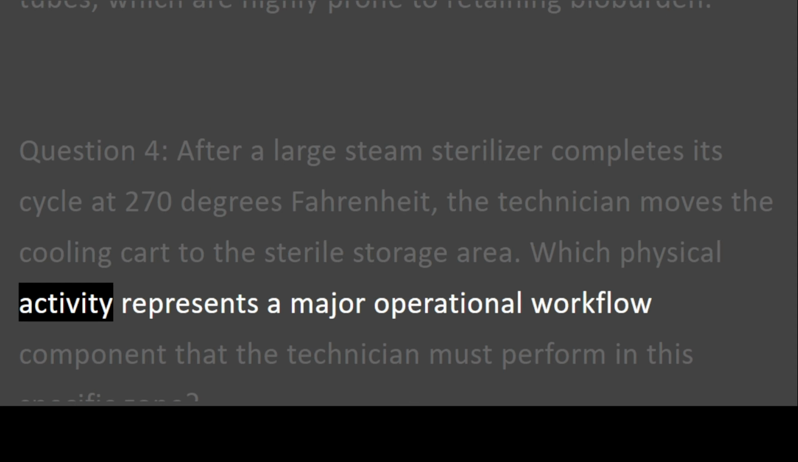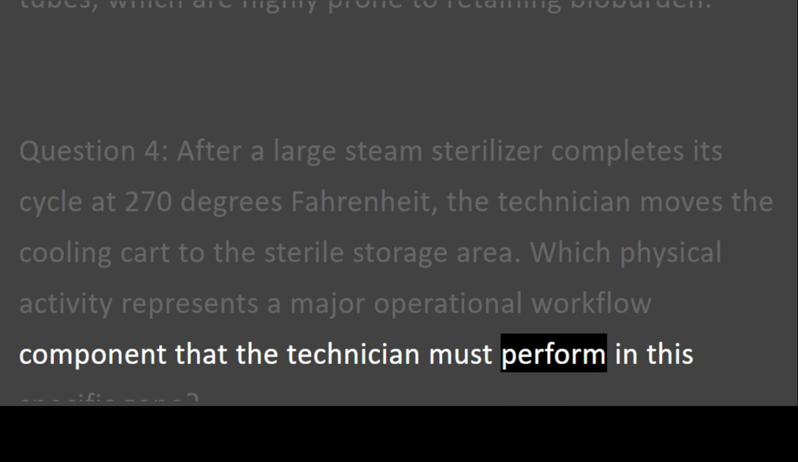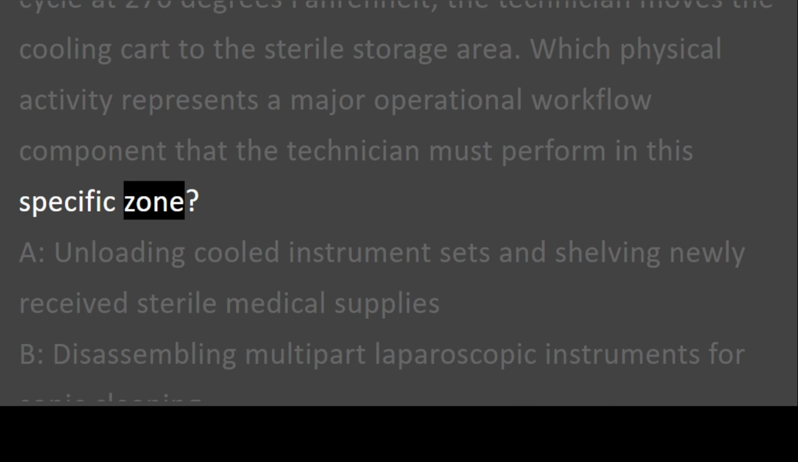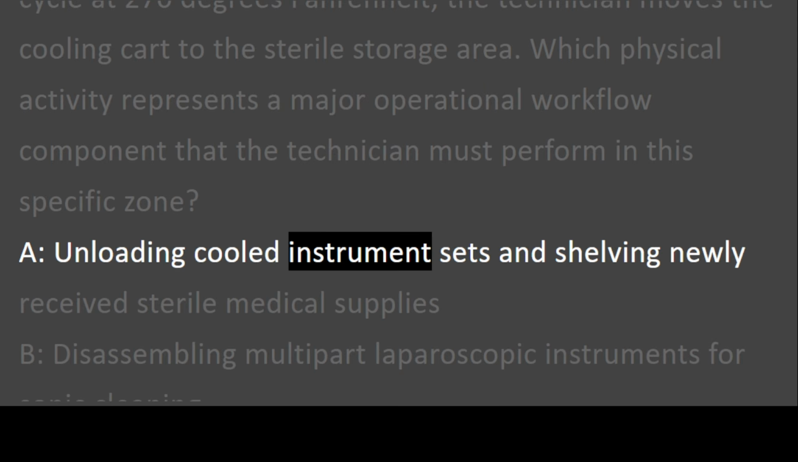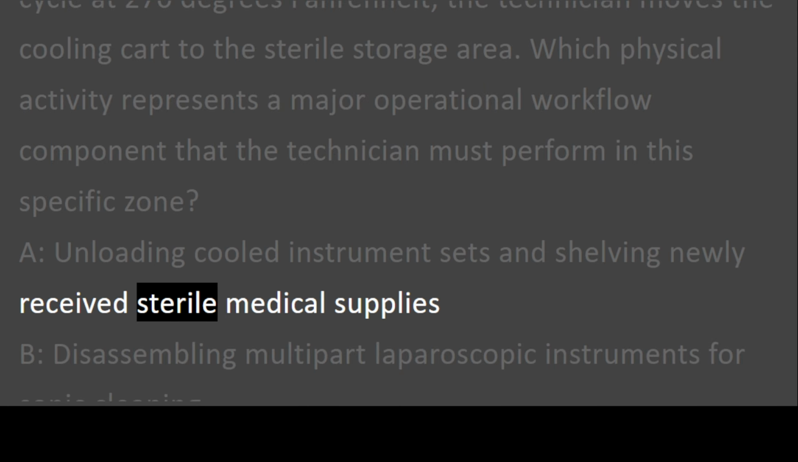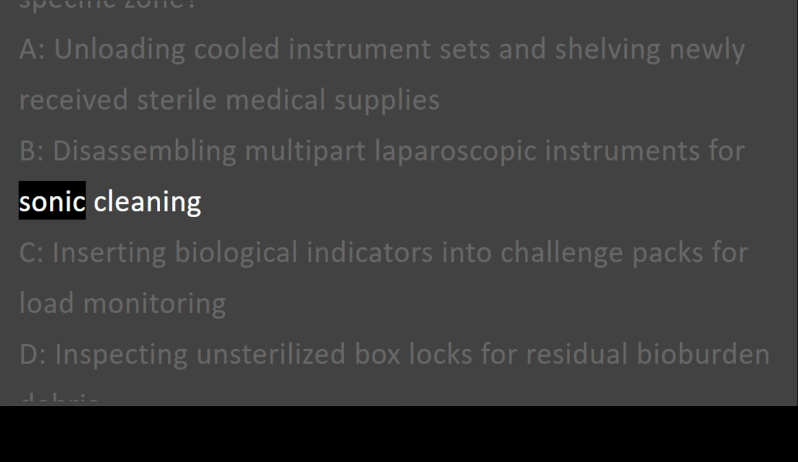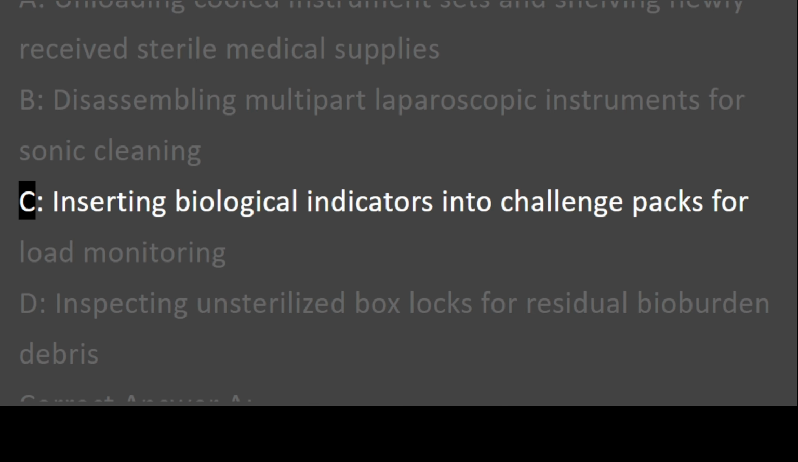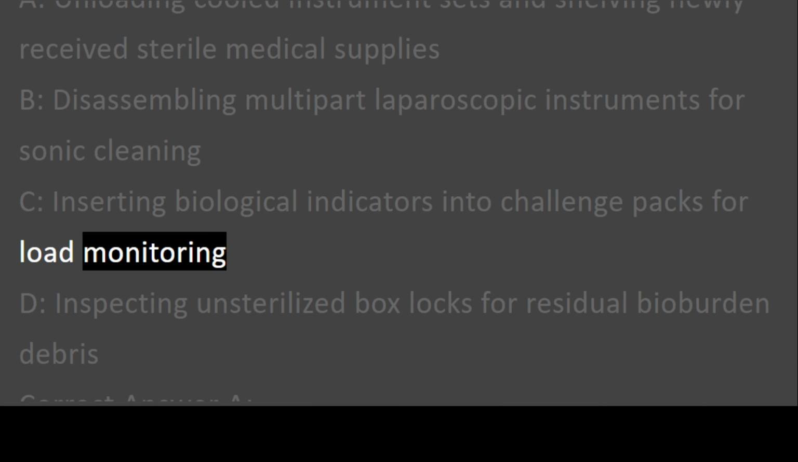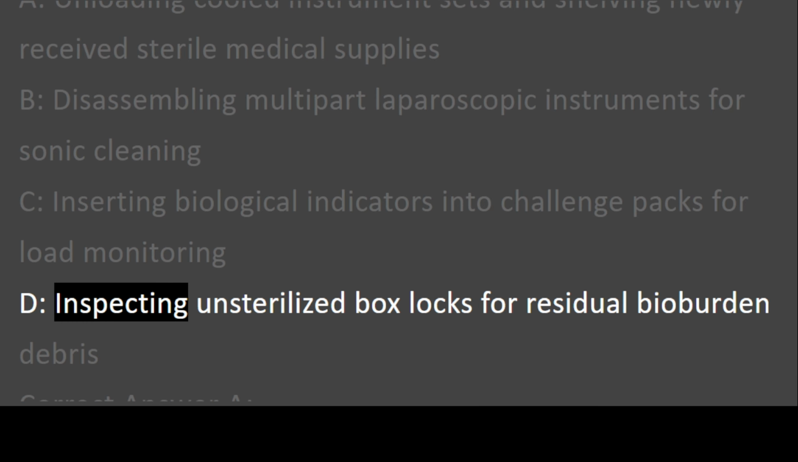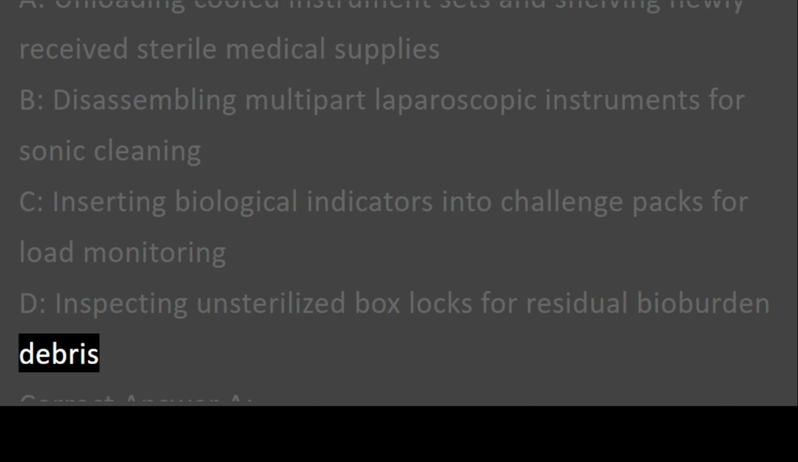Which physical activity represents a major operational workflow component that the technician must perform in this specific zone? A. Unloading cooled instrument sets and shelving newly received sterile medical supplies. B. Disassembling multi-part laparoscopic instruments for sonic cleaning. C. Inserting biological indicators into challenge packs for load monitoring. D. Inspecting unsterilized box locks for residual bioburden debris.